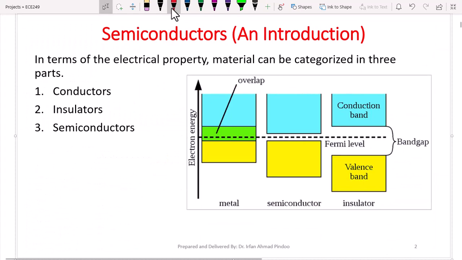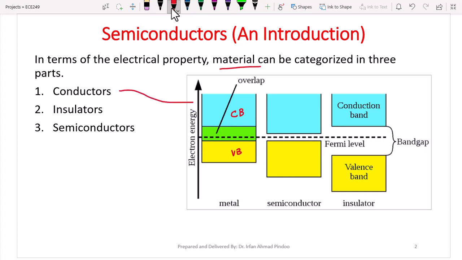So if we talk about an introduction of semiconductors, as we know there are three different types of materials which are conductors, insulators and semiconductors. In the diagram which has been provided here, we have the energy band diagram where we have a conduction band and the valence band. Regarding the conductors, which are also called metals, the valence band and the conduction band here are overlapping.